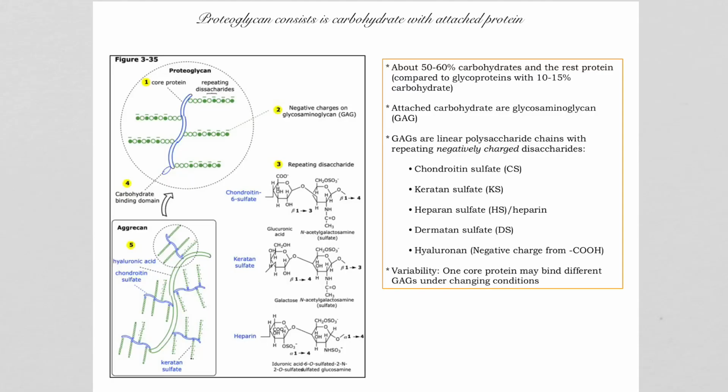So first of all, what is a proteoglycan? Basically these are carbohydrates. The major part is carbohydrates, and then to that carbohydrate can be attached quite a bit of protein. If 50-60% is carbohydrate, then the remaining 40 to 50% is protein. Compare this to glycoproteins, where the carbohydrate is only about 10 to 15%. Some people call these proteins, I would just call these carbohydrates with attached proteins.